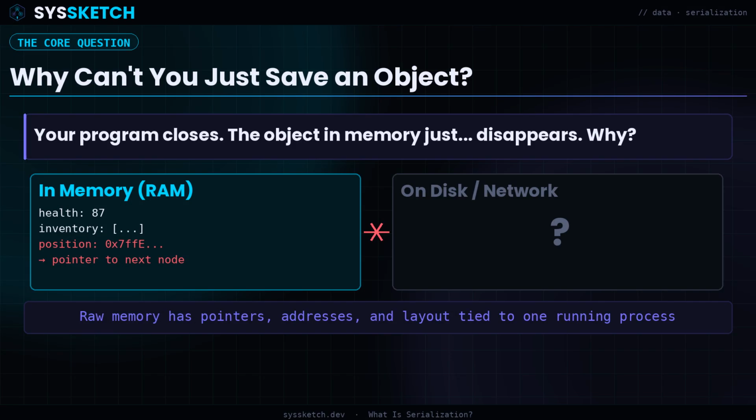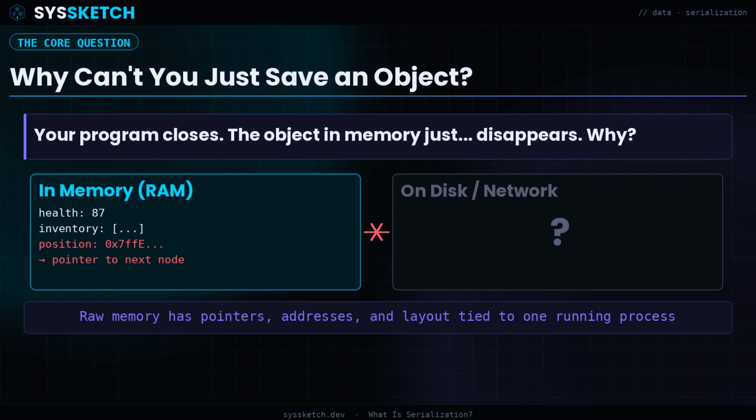Say you build a simple game character in your code: health, inventory, position, and equipped weapon. While your program runs, that character lives happily in memory as an object, a neat little structure your language understands natively. Close the program though, and that object is gone. Memory is volatile, it only exists while the process is alive. So you try the obvious thing: write the raw bytes of that object straight to a file. It doesn't work, at least not reliably.